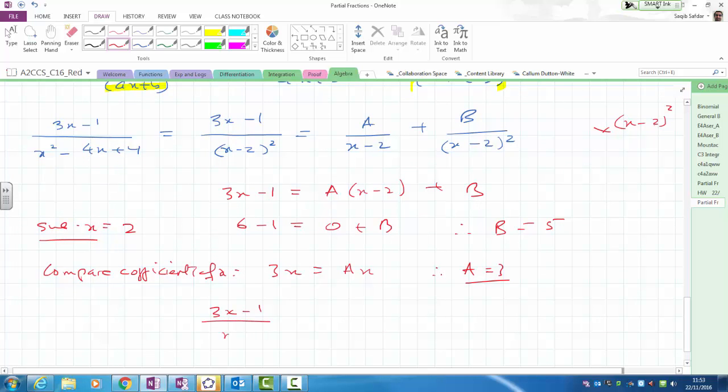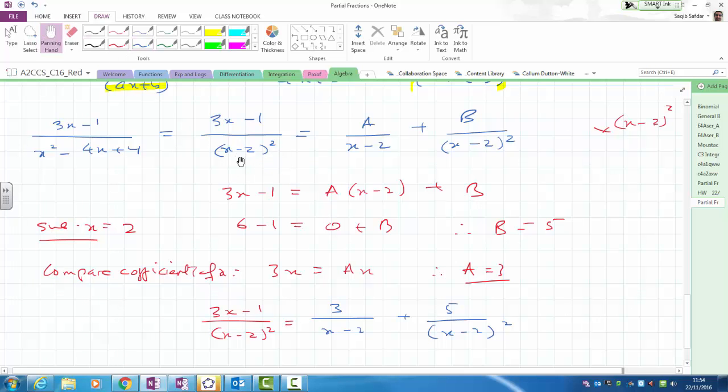3x over (x minus 2) all squared equals 3 over x minus 2 plus 5 over (x minus 2) all squared. I know there's a bit of a mix-up there. That's fine. You know, b over (x minus 2) squared. Alright, so that's a little trick we've done.